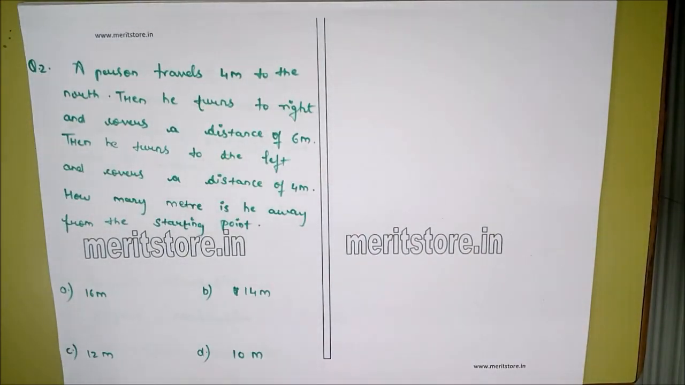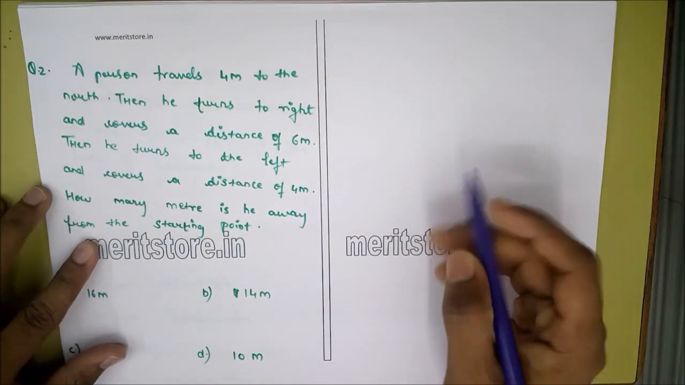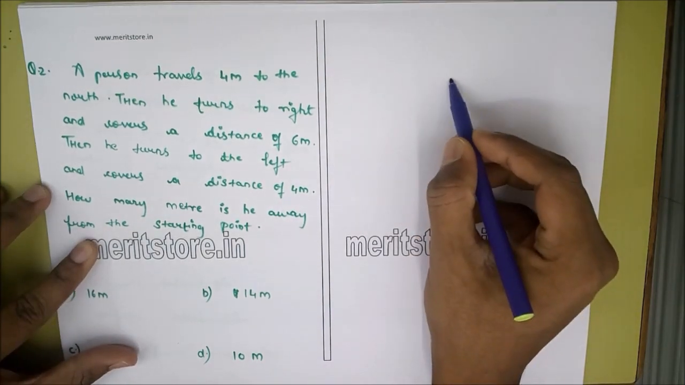A person travels 4 meters to the north, then he turns right and covers a distance of 6 meters. Then he turns to the left and covers a distance of 4 meters. How many meters is he away from the starting point? 16 meters, 14 meters, 12 meters and 10 meters. Let us draw the vector diagram of his movement.